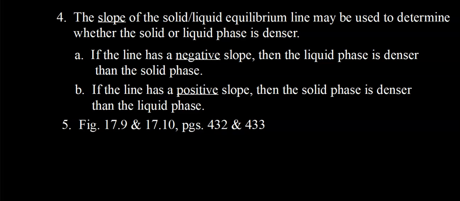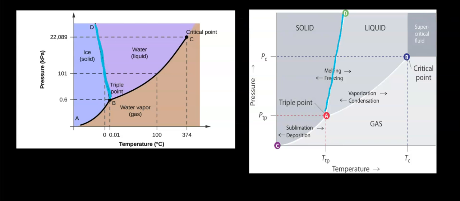Now, something else to consider. A substance will exist in its most dense state at high pressures. So if you increase the pressure on a substance enough, it'll form its most dense state of matter. And so I'll show you what I mean by that on the phase diagram on the next slide. Conversely, if the solid liquid line has a positive slope, then the solid phase is more dense than the liquid phase.